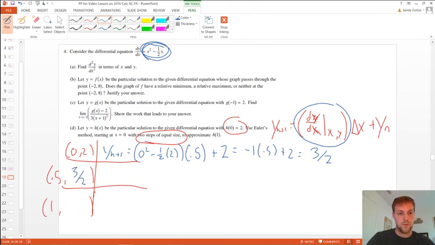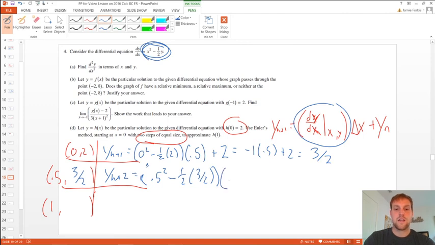So now we're going to do the same process to find the approximation at 1. We're going to say y sub n plus 2 is equal to... The point we're going to use is 0.5, 3/2 now. So I'm going to do 0.5 squared minus 1/2 times y, which is 3/2, times my delta x, 0.5, and then plus my previous y value, 3/2. Now I realize this problem's calculator inactive, but I think they would like for you to simplify that out. So we're going to do that.